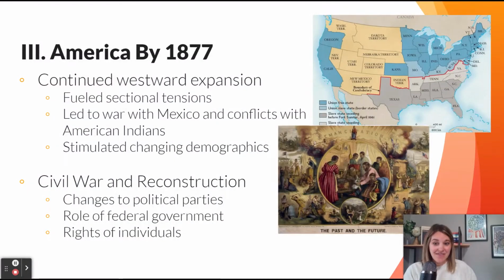So, by 1877, we have continued westward expansion. However, this is going to fuel those sectional tensions. During the period, it leads to war with Mexico and conflicts with American Indians. That's similar to before 1844; it continues in the period. It also stimulates changing demographics, as there's going to be more migration from Asian countries and Mexicans become part of the United States with the acquisition of all that western land. While there's continued westward expansion, it leads to different things happening. But most importantly, it leads to the Civil War.